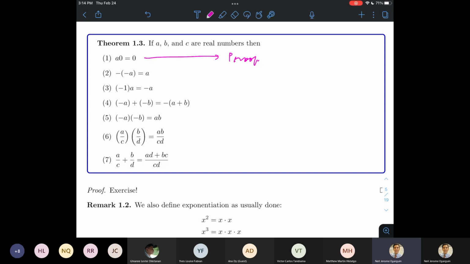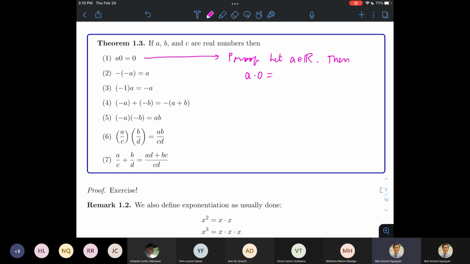Okay? So here I'm gonna let A to be any real number. Okay? And then we'll see what we can do with A times 0. The goal is to show that this is equal to 0 using logical arguments and the axioms or the theorems that we have stated before. Okay? Now, any suggestions? Ano kaya yung pwede kong gawin dito?